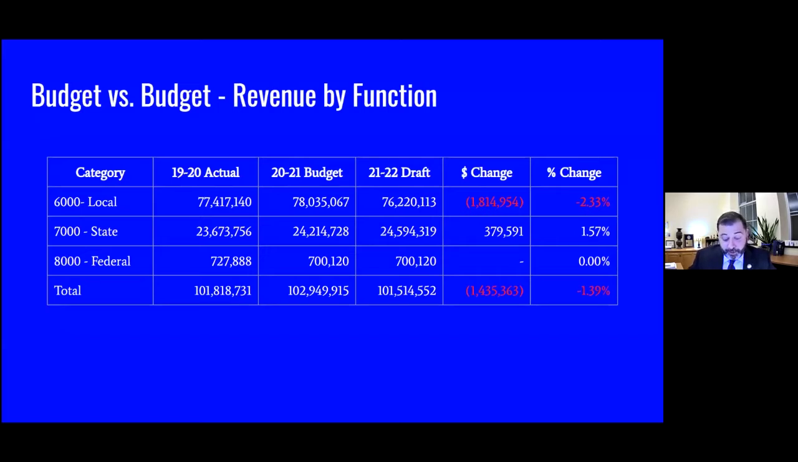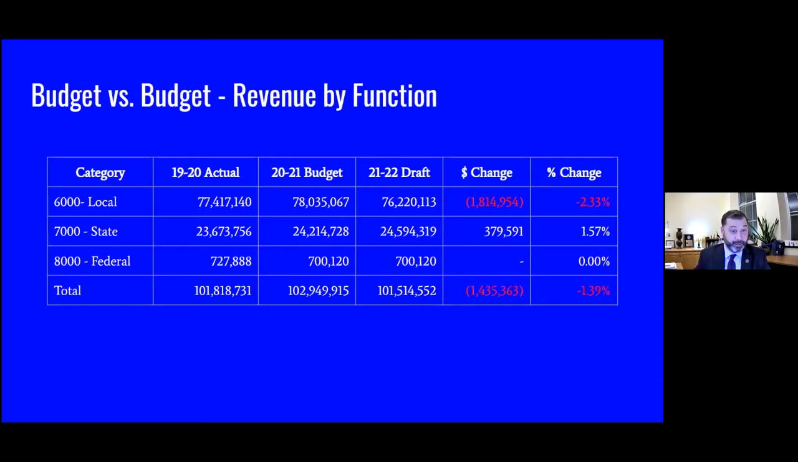As you can see, in total, we're down about 1.39% of revenue in total, and the majority of that is 1.8 million in local income, which I talked about. $1 million of that alone is attributed to our interest income, basically dropping off the face of the earth. This budget does not show any state increases beyond Social Security and PSERS reimbursements, which automatically increase with salary increases. So those are the only state revenues that we're accounting for at this point.